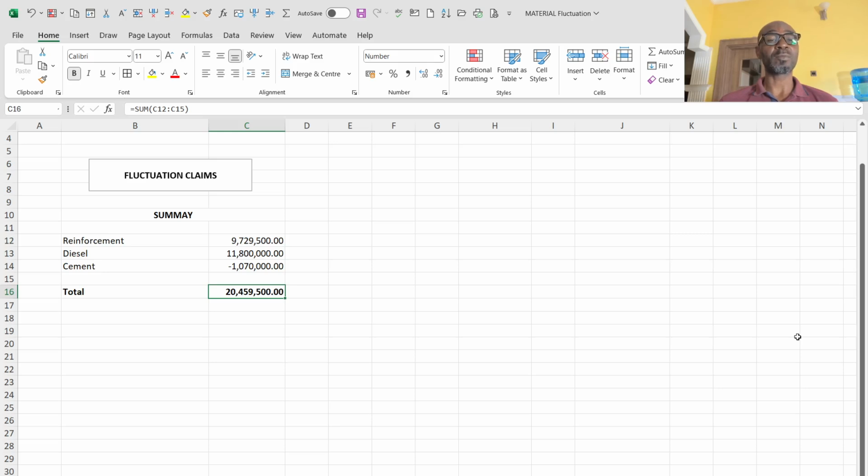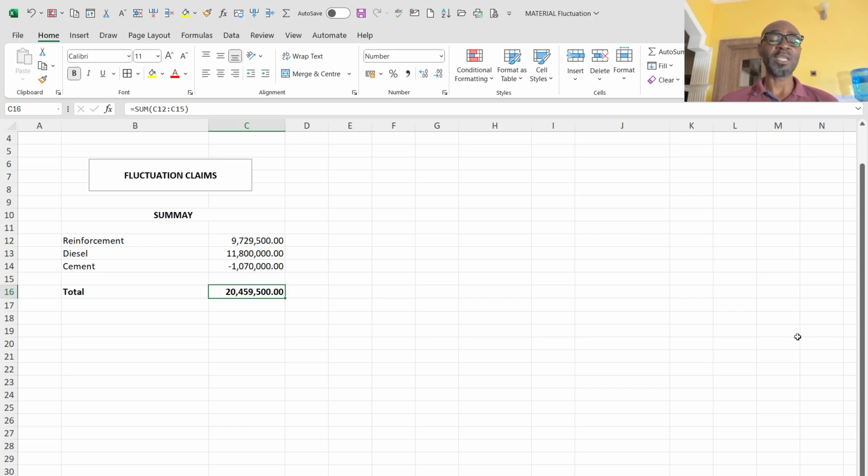We shall be discussing fluctuation claims. As quantity surveyors and project managers in the building industry, we know that fluctuation claims are inevitable in any volatile market where prices are not certain within a given period. We must certainly deal with the issue of fluctuation.